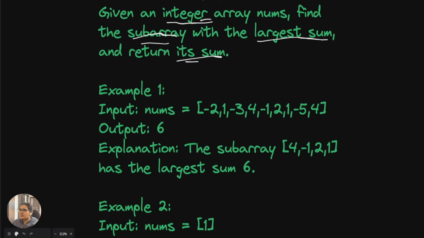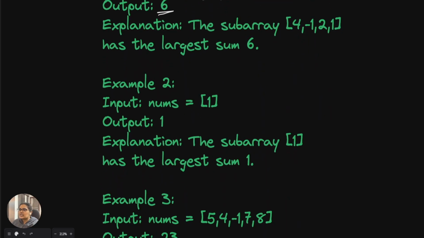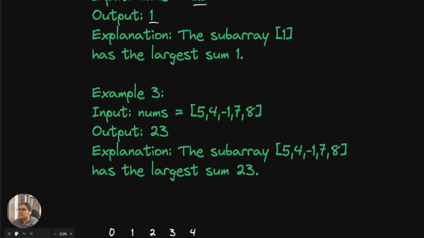So for example, if we are given this array, the largest subarray that can be found in this array is formed by these elements 4, -1, 2 and 1. Sum of them is 6, hence the output is 6. Now if we are given just a single element, then the maximum sum would also be that element and hence we just return that. Now if we are given these elements, then the maximum sum that can be formed here is the one which is formed by all the elements in the array, which is 23. Hence we return 23 in this case.